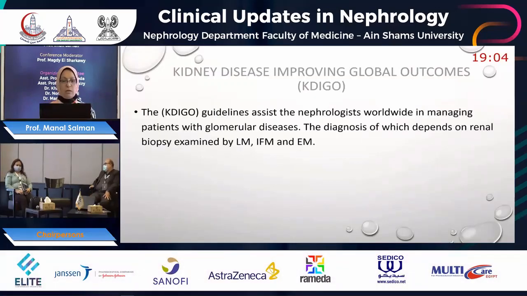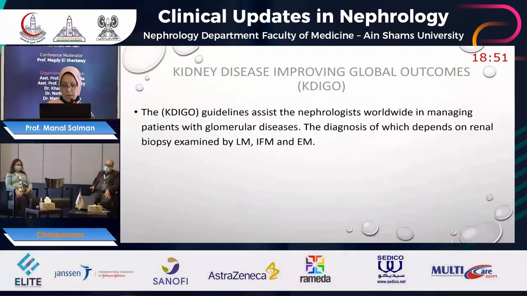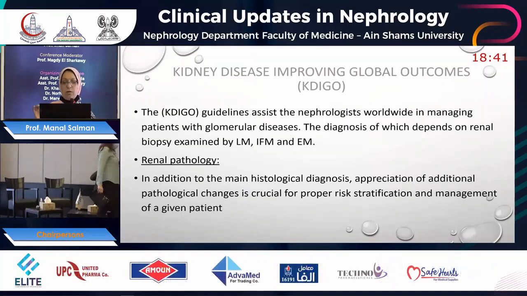The Kidney Disease Improving Global Outcomes guidelines assist the nephrologist worldwide in managing patients with glomerular disease, and the diagnosis of these lesions depends on renal biopsy examined by light microscopy, immunofluorescence, and electron microscopy. In addition to the main histological diagnosis, appreciation of additional pathological changes is crucial for proper risk stratification and management of a given patient.